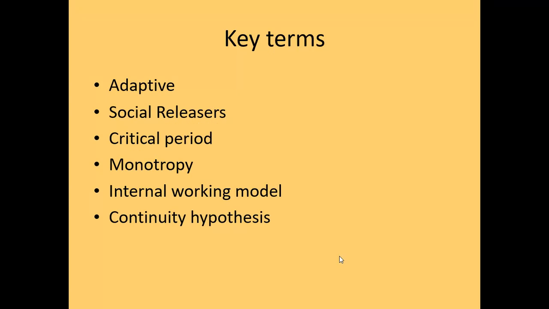There is also another key term to add to there, which is something called the continuity hypothesis. Now, this goes alongside the internal working model, and it's the idea that good attachment in childhood means we will have good attachments in adulthood. If we don't form a good attachment in childhood, it suggests that we cannot form a good attachment in adulthood. So that's the continuity hypothesis.